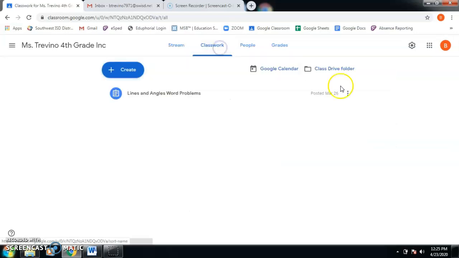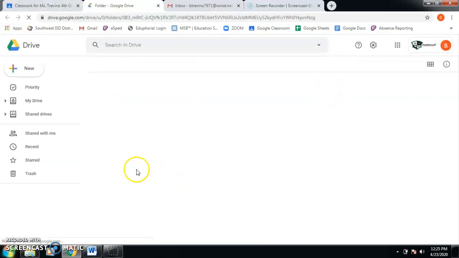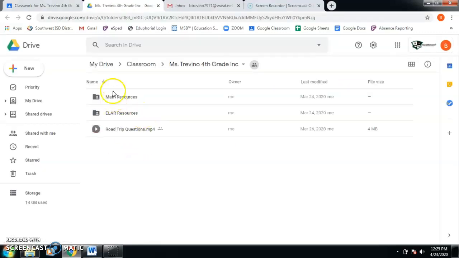Next, I want to come over here to classwork. I rarely post in here, so we're mostly looking at resources. So you're going to come to class drive folder. Okay, then from here, let's go over math resources.